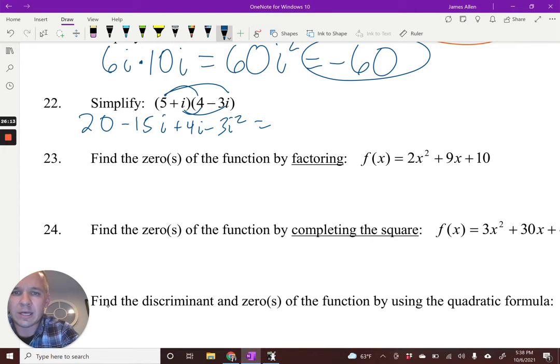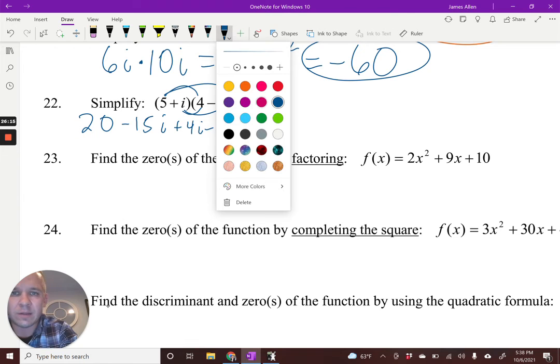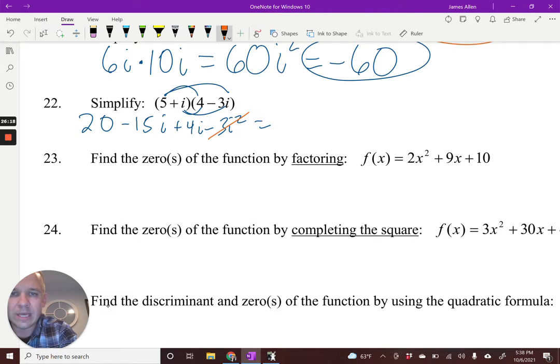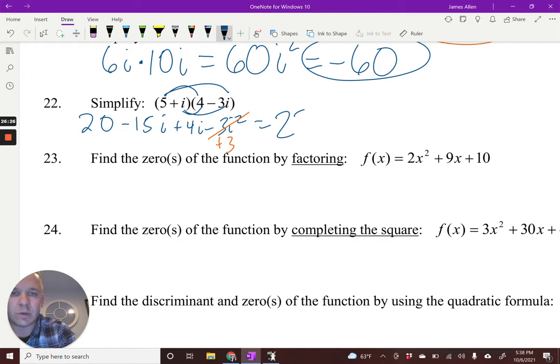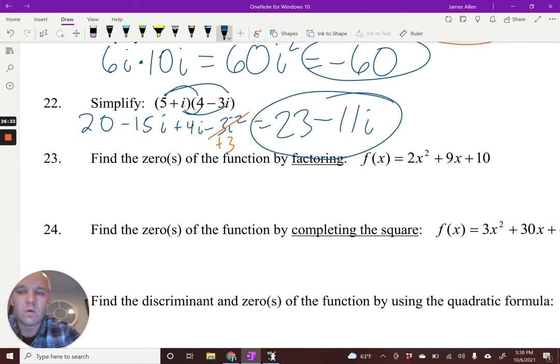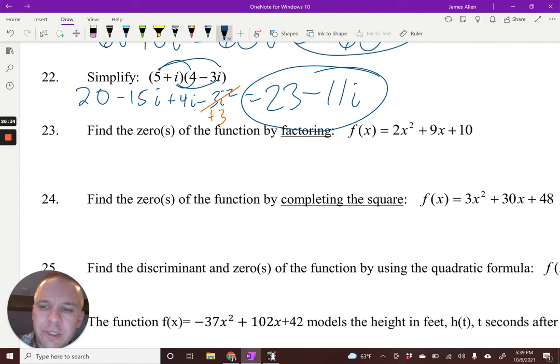So now I'm going to get, let's see here. As we talked about in the previous one, that's going to be plus 3, right? The negative, the 3, and the i squared all become plus 3 there. So I'm going to have 20 plus 3, which is 23. And then negative 15i plus 4 is negative 11i. Beautiful.